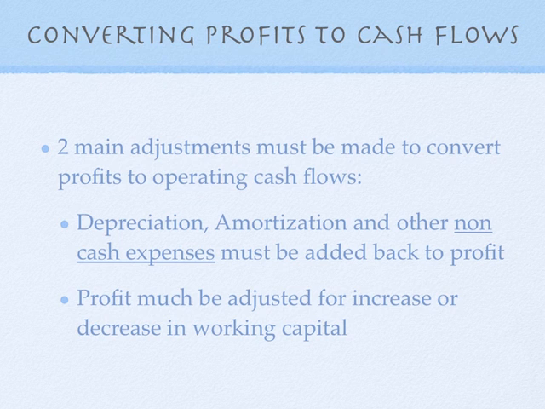The second adjustment that needs to be made in order to convert profits to operating cash flow is the adjustment for working capital. There are many items that go into working capital, but the three important ones that we need to consider are accounts receivable, that means money due from customers, inventories, that means goods that are kept as raw materials or finished products in our warehouses, and accounts payable, which is money due to suppliers. To put it simply, working capital can be thought of as accounts receivable plus inventories minus accounts payable.